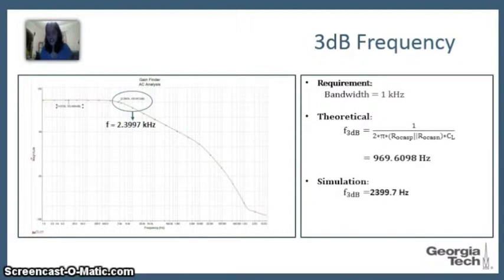Theoretically, the 3 dB frequency is given by 1 over 2 pi RC. When we plug in the required values for R and C, we get a theoretical 3 dB frequency of about 969 Hz. This is in agreement with the required bandwidth of 1 kHz. A similar situation is obtained from the SPICE simulation as well.